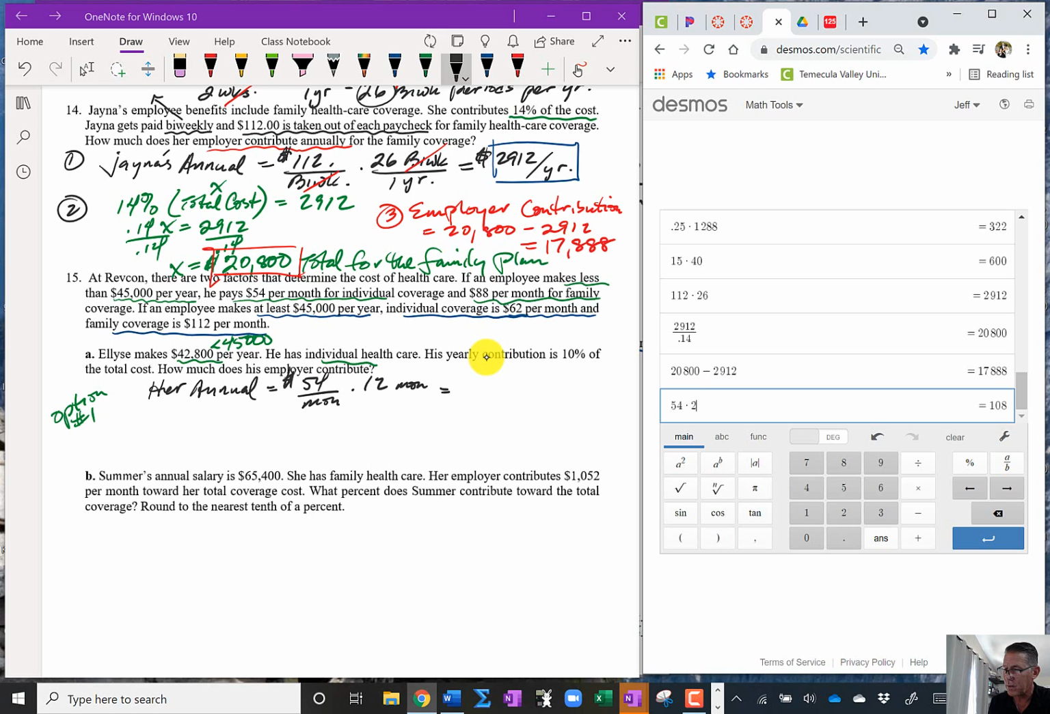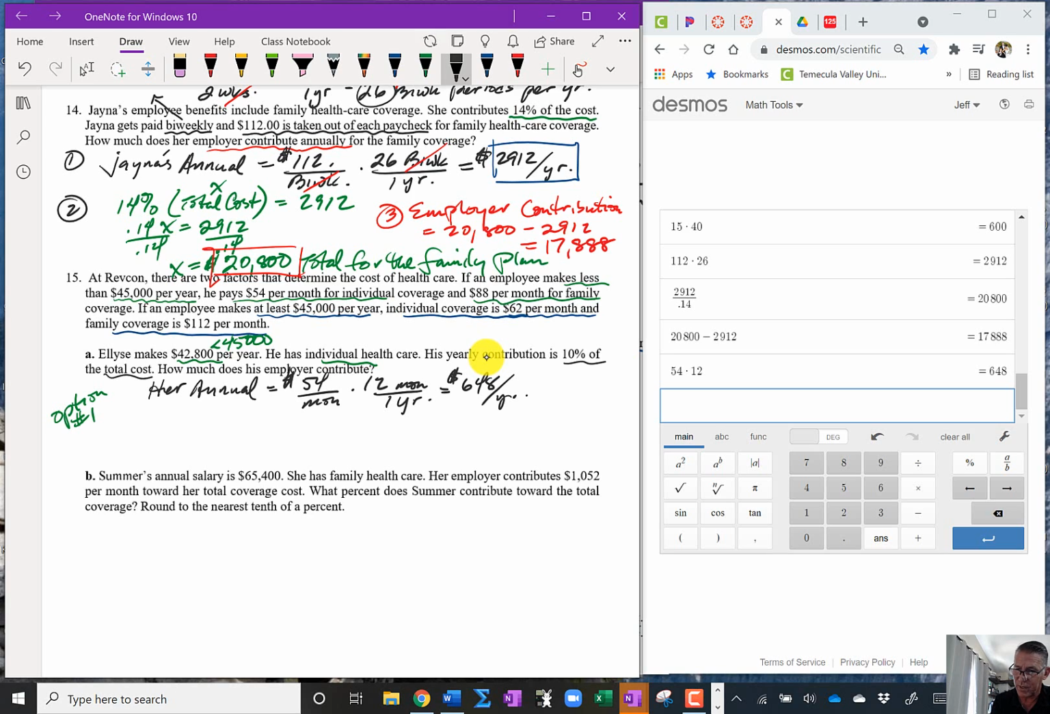So 648. That's $648 per year. Now what we need to understand is that she pays 10% of the total cost. So step 2, just like the previous one, we have to calculate the total. 10% of the total cost is equal to 648, and we're going to call the total cost X. So we have to calculate 0.1x equals 648.